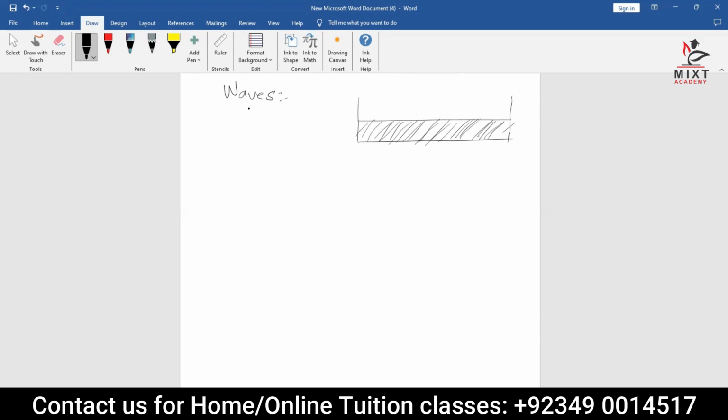Yes, very good. Asjad, your diagram is fantastic. Great work. Good. This is the diagram you have to draw if they ask you to draw the image by using reflection. Good diagram.